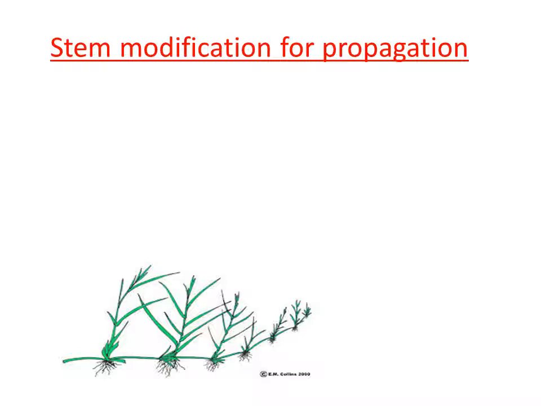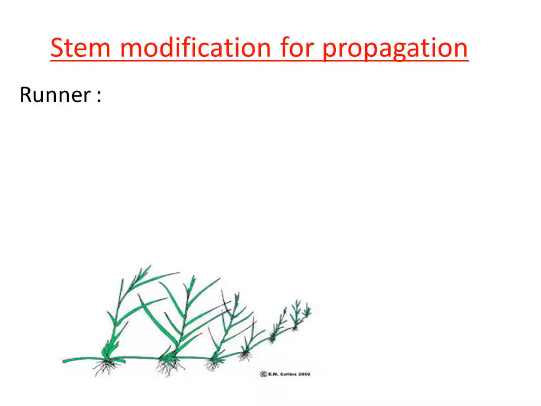Stem is a vegetative part, right? So the vegetative part is showing modification for multiplication. That is called propagation, right? There are different plants where different modifications can be seen in order to propagate. One such stem modification for propagation is the runner. So the runner is a kind of stem modification for propagation.